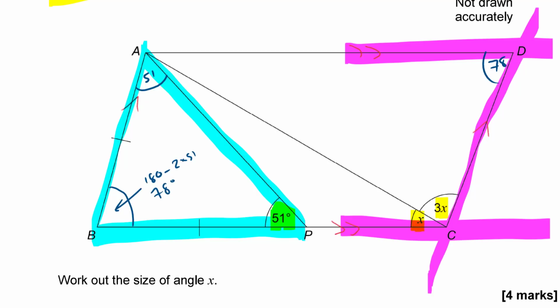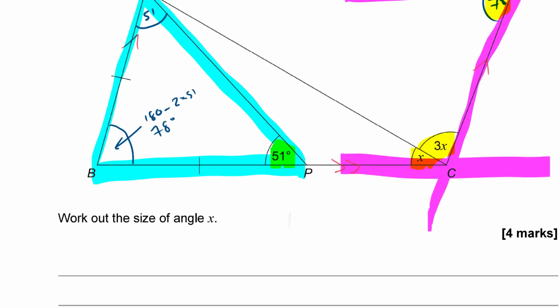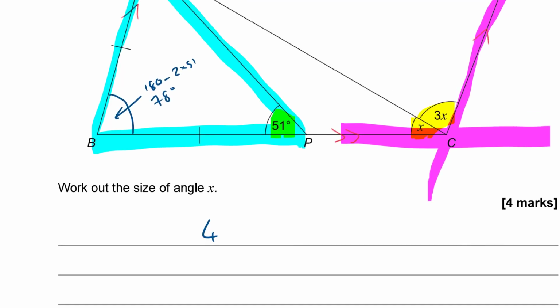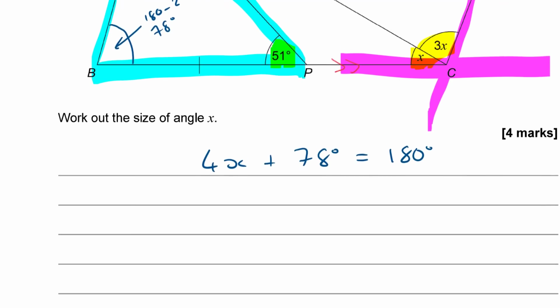So my two angles down here, my x and my 3x, are going to have to be supplementary to my 78. In other words, those two angles sum to 180 degrees. Okay, so I know that x plus 3x, which is 4x, plus my 78 degrees must be equal to 180 degrees, because those two angles are supplementary.